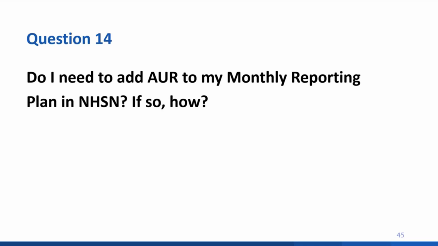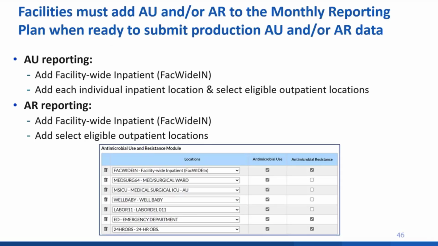Do I need to add AUR to my monthly reporting plan in NHSN? If so, how? Facilities must add AU and/or AR to the monthly reporting plan when ready to submit production AU and/or AR data. For AU reporting, add facility-wide inpatient, also known as FacWideIN, and add each individual inpatient location and select eligible outpatient locations. For AR reporting, add facility-wide inpatient, also known as FacWideIN, and also add select eligible outpatient locations.